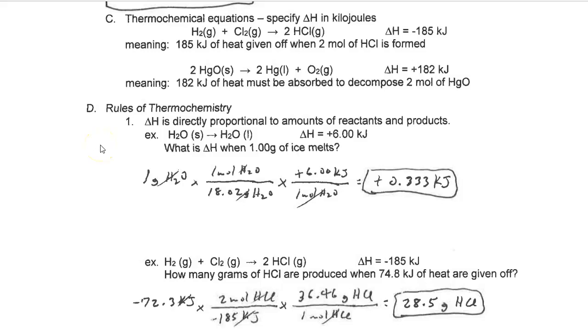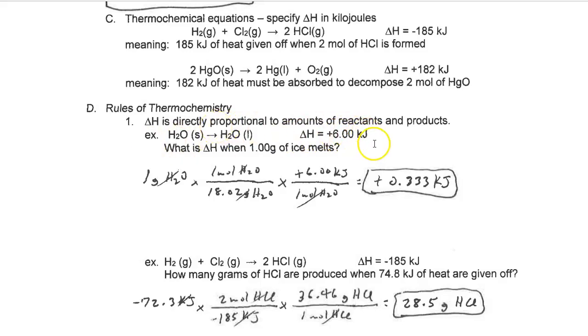So how do I use this particular rule? Say for example, H2O solid goes to H2O liquid. This is just a fancy way of saying what? Yeah, you're just melting ice. You're going from the solid to the liquid. To melt ice, do you have to add heat or take away heat? You have to add heat, right? Well, how much heat do you have to add? Delta H for this reaction is positive 6.00 kilojoules. So here's my thermochemical equation.